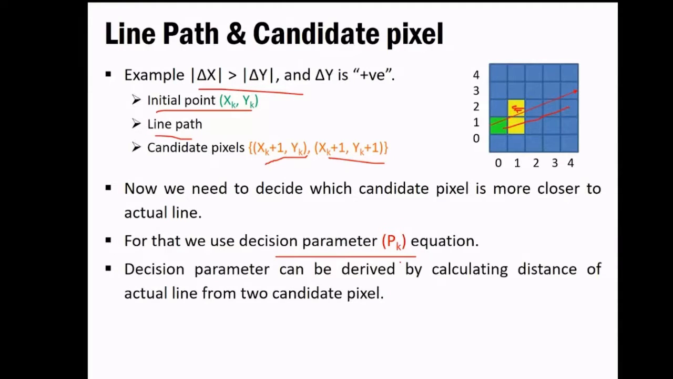Now what is this decision parameter? It can be derived by calculating the distance of the actual line from the two candidate pixels. This is the line; we have to calculate the distance from this line to the upper pixel, as well as the distance from this line to the lower pixel. If we have the distance of both pixels, we can say that the upper pixel is closer to the line, so we'll choose the upper pixel, or vice versa. So basically that is the scenario in the Bresenham algorithm.